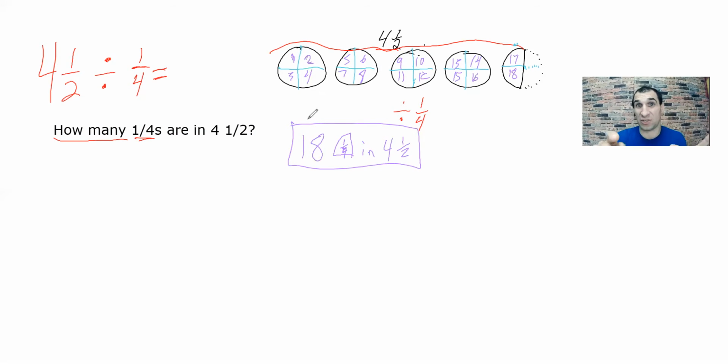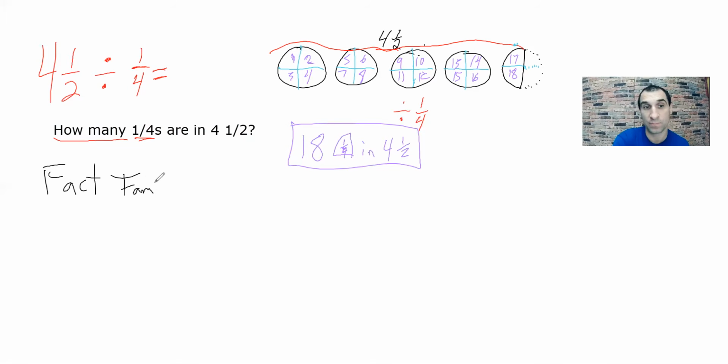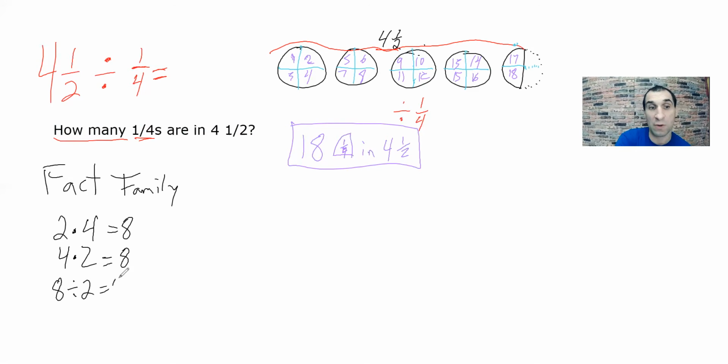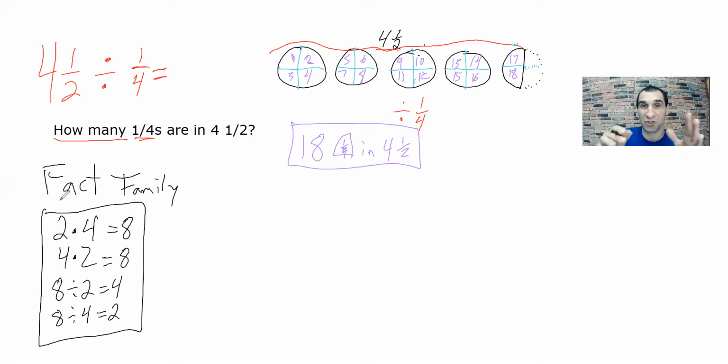Now let's go back to thinking about our fact families. We know that a fact family will work in multiplication, right? We know that 2 times 4 is 8, and 4 times 2 is 8. And what's the rest of this fact family? That means that 8 divided by 2 is 4, and 8 divided by 4 is 2. So this is my fact family, and all of these are true.